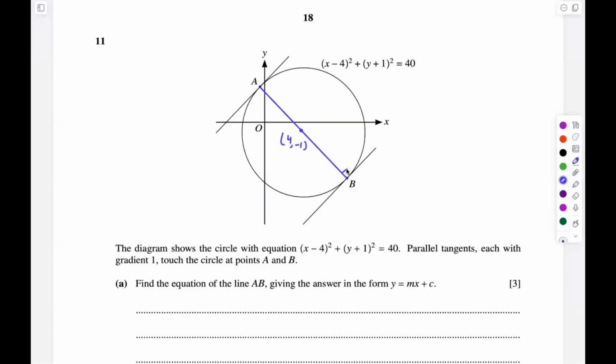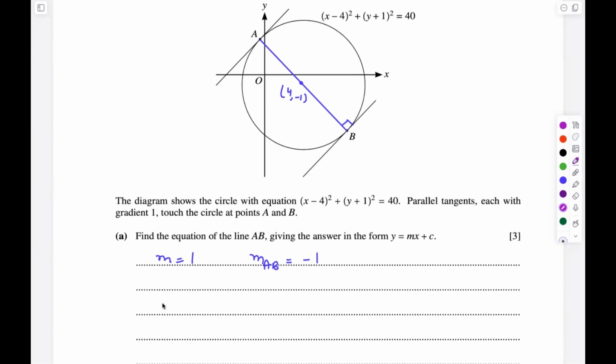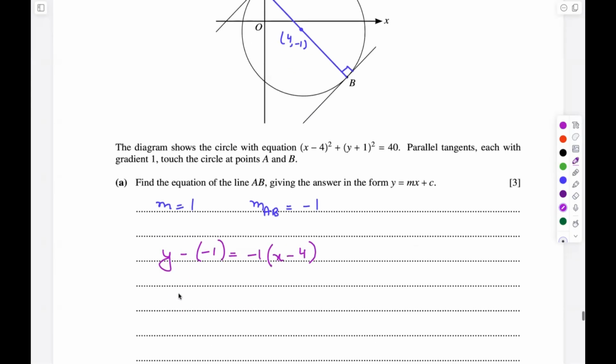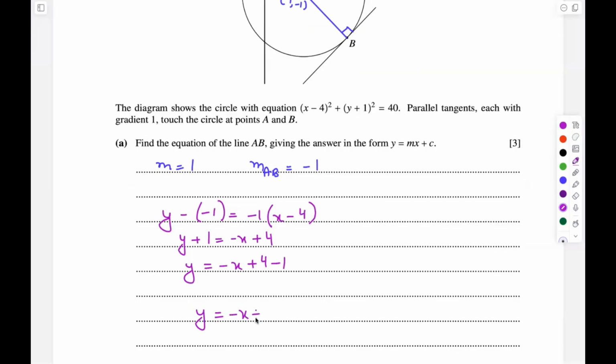And the tangent makes a right angle with the diameter or the radius. So as the gradient of the tangent is 1, the gradient of AB will be equal to -1, the negative reciprocal of 1. To find the equation, we have a point (4, -1). So the equation will become y minus -1 equals m, which is -1, times x minus x1, which is 4. Simplifying this, we'll get y plus 1 equals minus x plus 4. And we can write this equation as y equals minus x plus 4 minus 1. So the final equation will be y equals minus x plus 3.